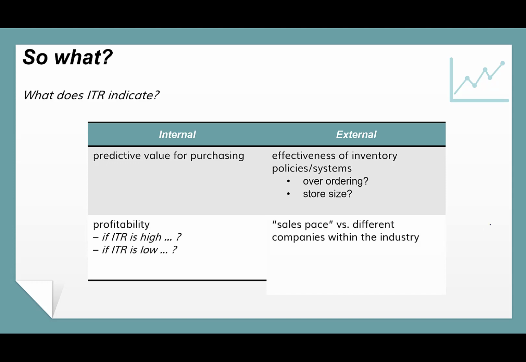Another insight is that external users can use the inventory turnover ratio of different companies in the same industry to compare the pace of sales in each company. For example, they could ask, how fast is one grocery market chain selling its inventory when compared to another grocery chain?